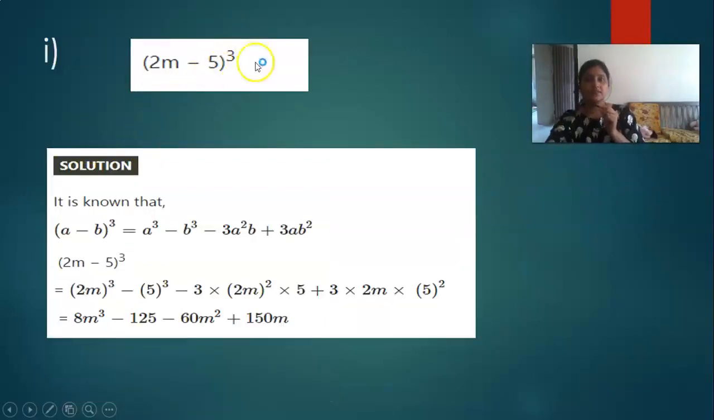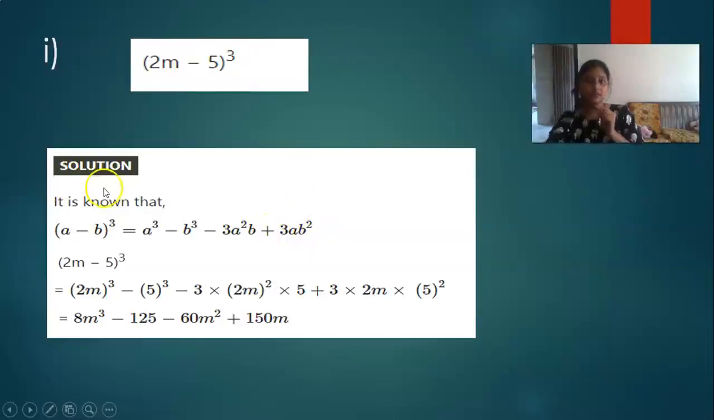2m minus 5q. Here you can see the sign is minus and the power is 3. So here we will apply the formula (a minus b) whole cube. So let's solve it. Solution. It is known that (a minus b) cube is equal to a cube minus b cube minus 3 times a square b plus 3 times a b square.